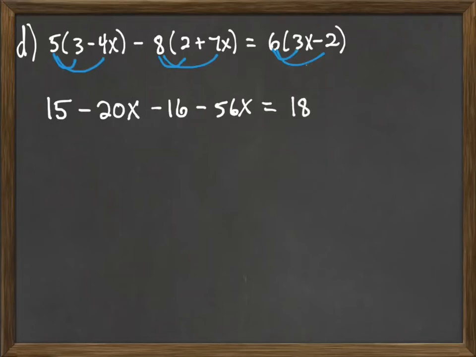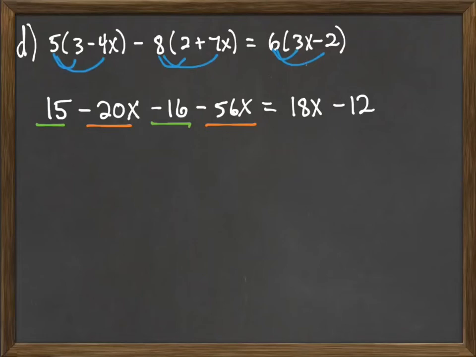6 times 3 is 18x. 6 times 2 would be minus 12. At this point, we have now simplified all of the multiplication that we had going on. And so our next step is to combine our like terms.